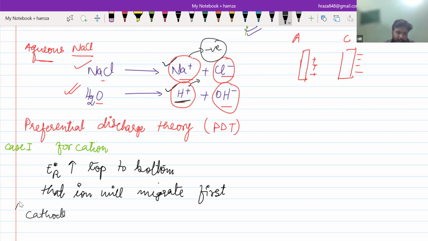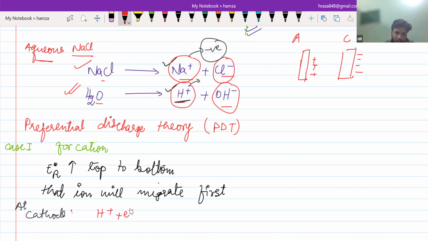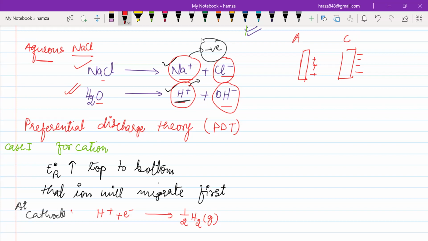So basically at cathode, H+ plus an electron will go to half H2 gas. Now please write it, then I will go for the next concept, the negative ion, the anion. Okay. Done. Finish.